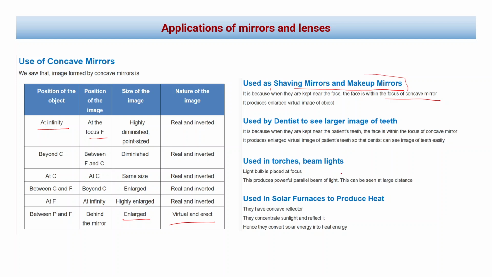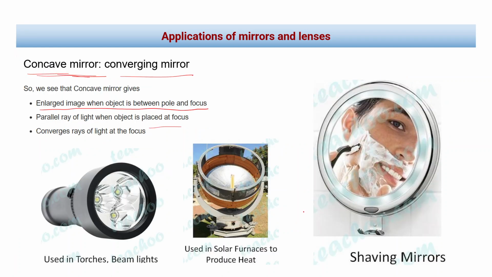They are used in torches and beam lights because, as I was saying, the light bulb is placed at the focus. This produces a powerful parallel beam of light, which can be seen at a large distance. They are also used in solar furnaces to produce heat, to concentrate heat.